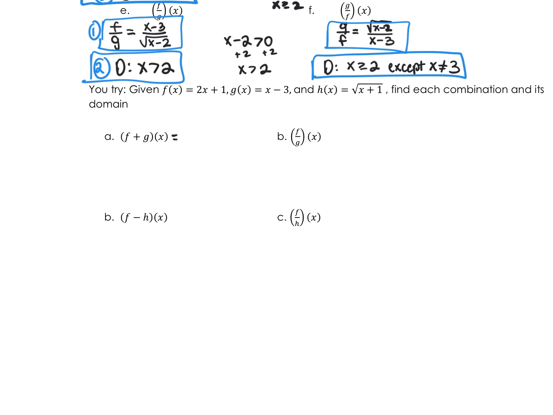All right, so this one here, remember, means f of x plus g of x. But I'm just going to go ahead and write shorthand here that we want to find f plus g.